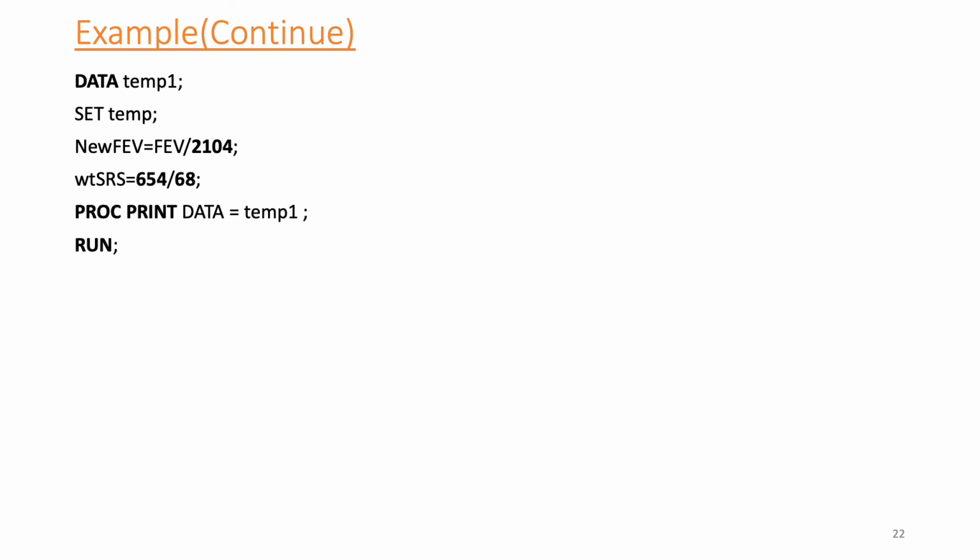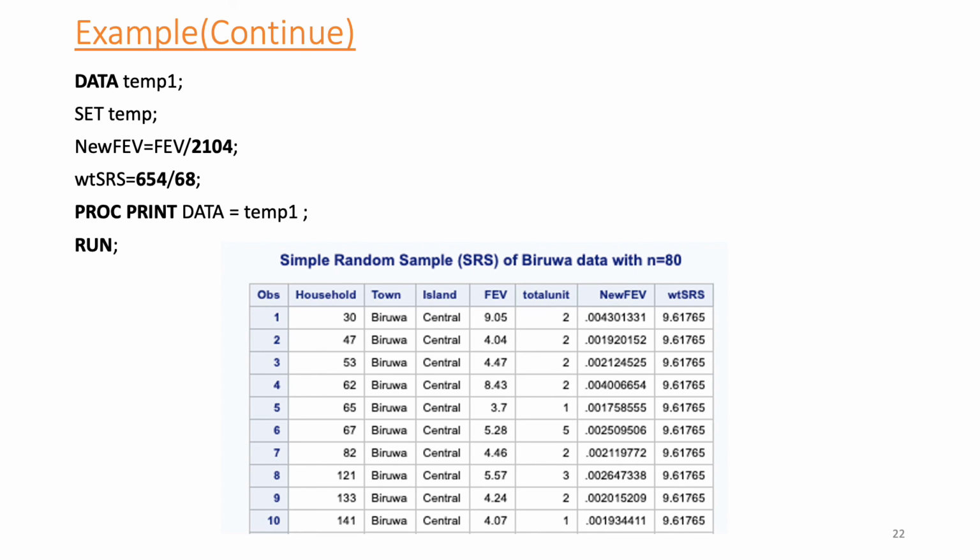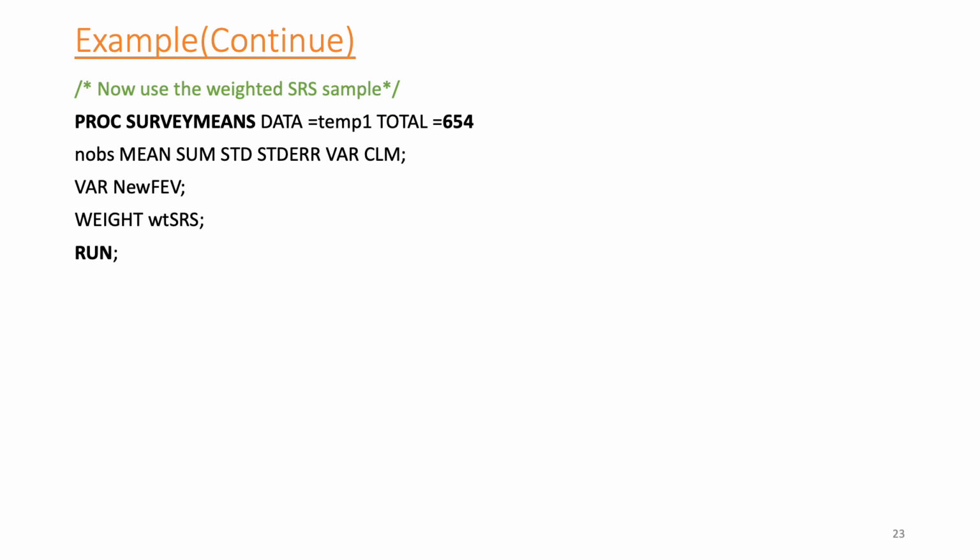And then I'll print the data, and the data I've got is something like this, where this is the first 10 values of the data with the values of new FEV and WTSRS, that is the new weight. And finally we'll use proc surveymeans to get our estimate of the population mean. We can see that total is equal to 654. The statistics that we want are mean, sum, standard deviation, standard error, variance, and the confidence limits. And the variable we will use is new FEV because we want the estimate of the population mean. And weight we will use the new weight, that is WTSRS.